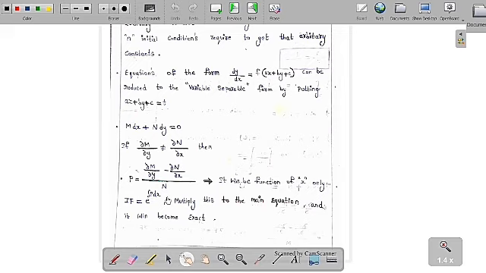If I do this simplification, it will be a function of x only. Therefore, the integrating factor is equal to e to the power of the integral of P dx. Then multiply this to the main equation and it will become an exact equation.